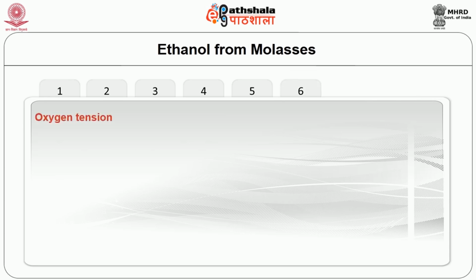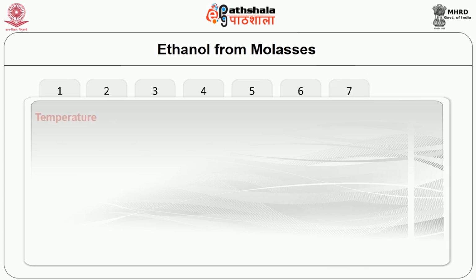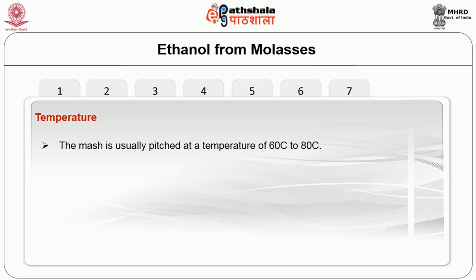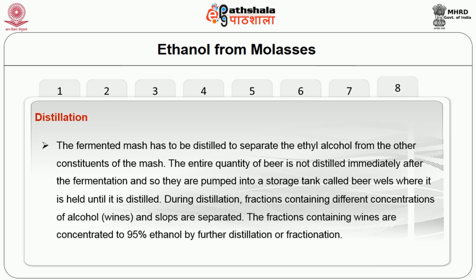And sixth, the oxygen tension. Large amounts of oxygen are essential in the early stages for the optimum reproduction of the yeast cells. The temperature is also very important, where the mash is usually pitched at a temperature of 60 to 80 degrees centigrade. And distillation is another important step, where the fermented mash has to be distilled to separate the ethyl alcohol from the other constituents of the mash.